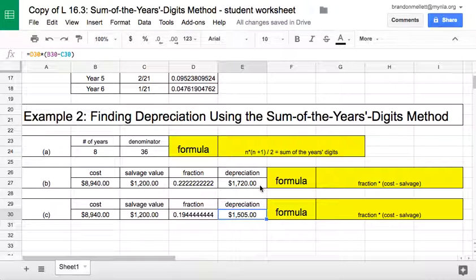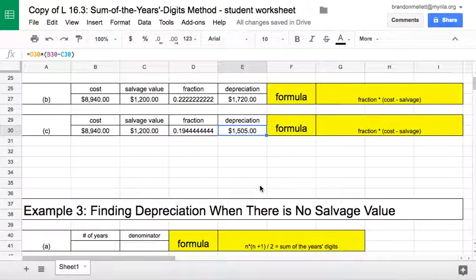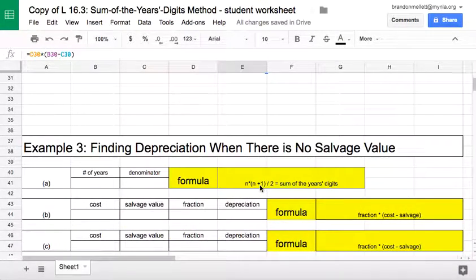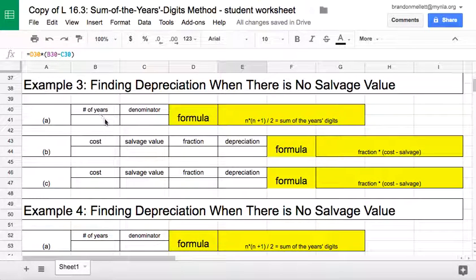So we looked at the straight line method, we looked at double depreciation, and the sum of the year digits method is kind of the in-between. It seems to be one of the more accurate ways to calculate depreciation. Alright, let's go to example 3.